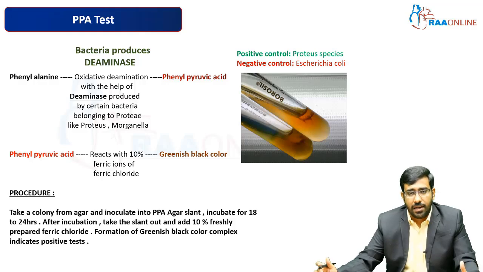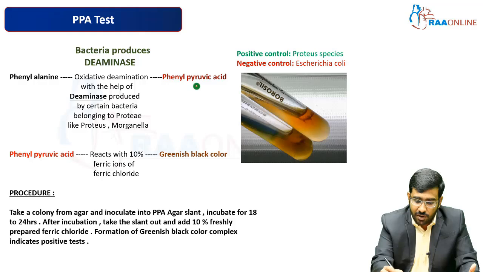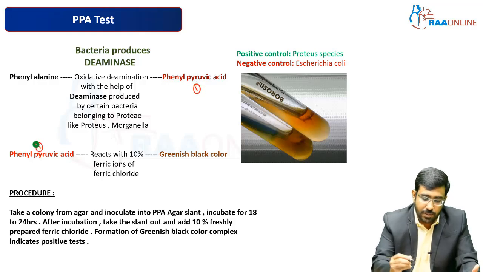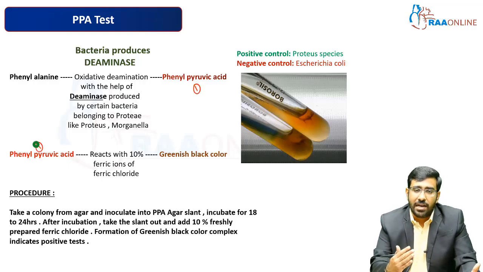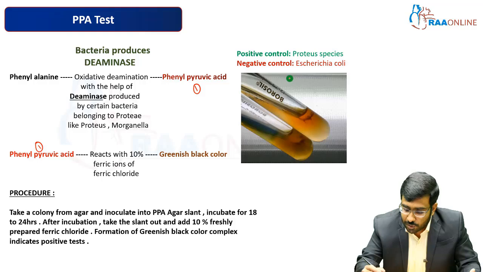Phenyl pyruvic acid, again, we are going to find out by adding a reagent. The reagent which you are going to use is freshly prepared 10% ferric chloride. The phenyl pyruvic acid which gets formed in the first step is going to react with the ferric ions of the ferric chloride to form a greenish black color. In case you look at this particular tube, this is the first tube and this is the second tube.